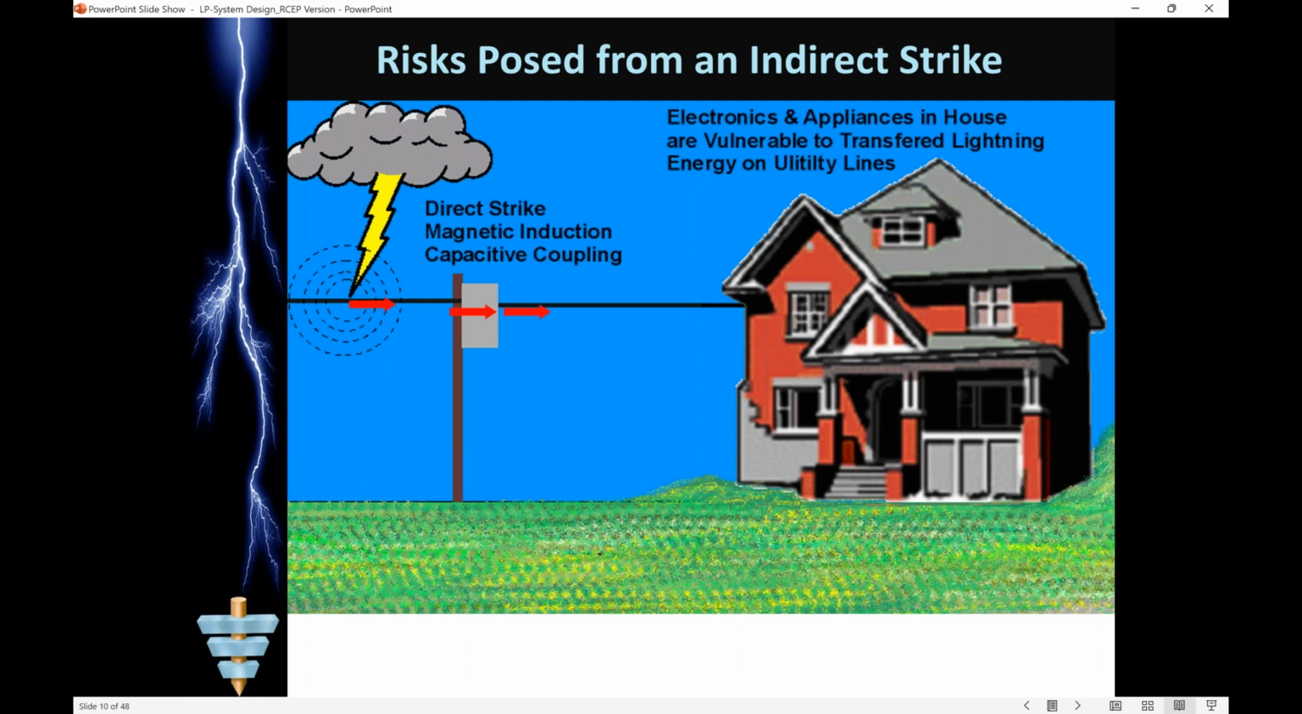Also, there's an issue with indirect strikes. Indirect strikes from power lines and communication lines can also cause damage to the electronic equipment within a facility.